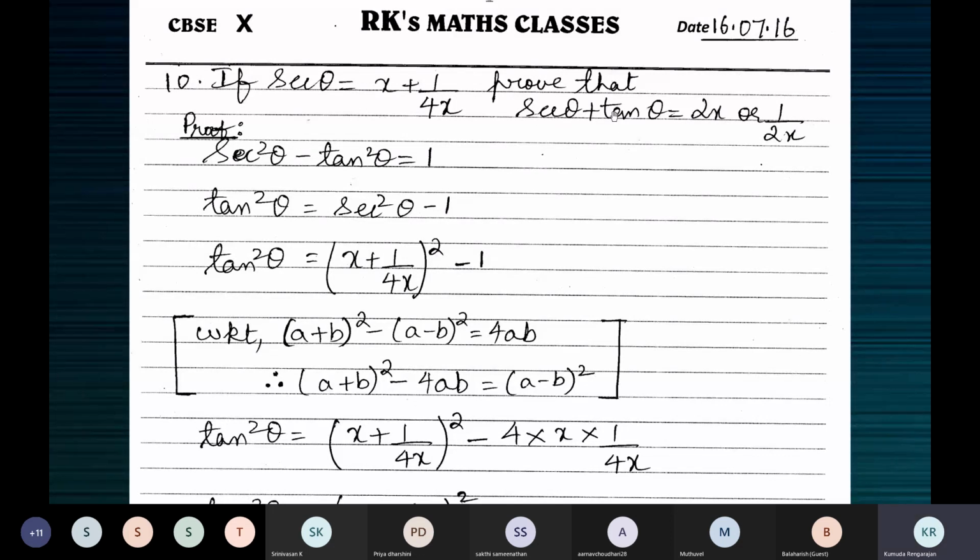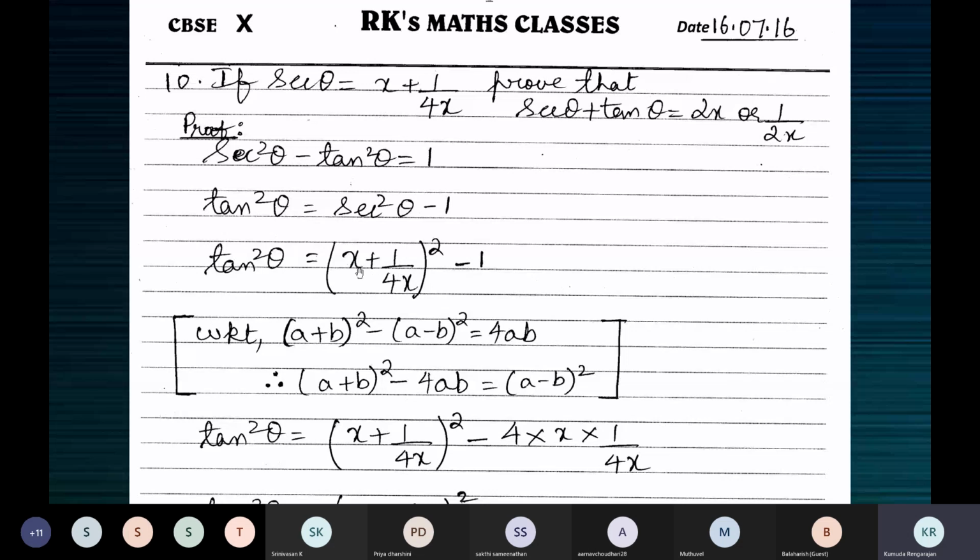So we need to find secant theta plus tan theta. Yes, secant theta is given to us. Like this, we want to find an expression for tan theta, so that we can find secant theta plus tan theta. So we use this identity in which we have only secant and tan. So we can substitute what is given for secant and find tan. That's what we have done here.